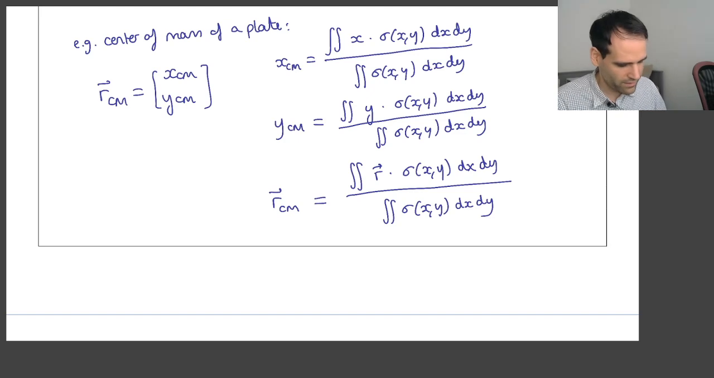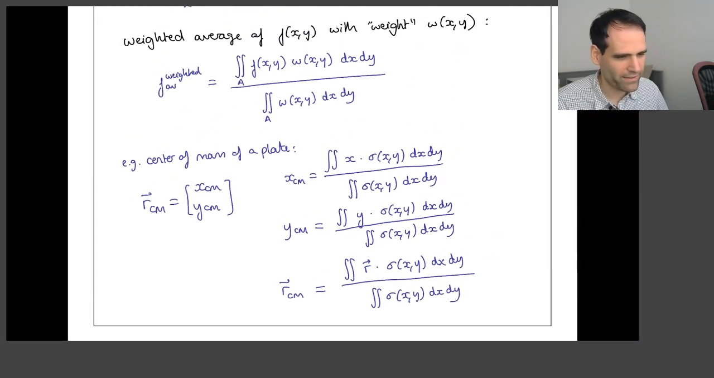Remember, you can just integrate the two components separately, and the answer is a vector. That's why the answer has two components. Okay? So this is calculation of centers of mass. There are some examples of these calculations in my notes. Okay, I don't want to go through them in videos, but you have examples in the notes.